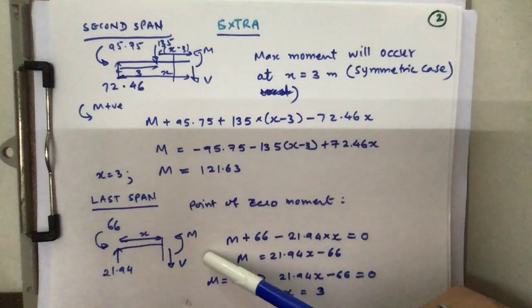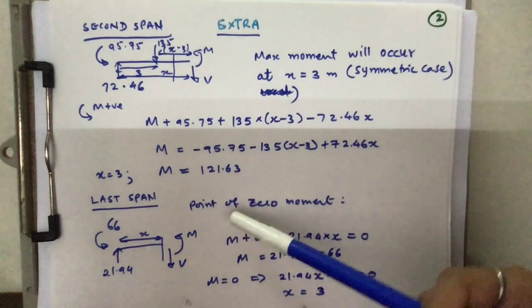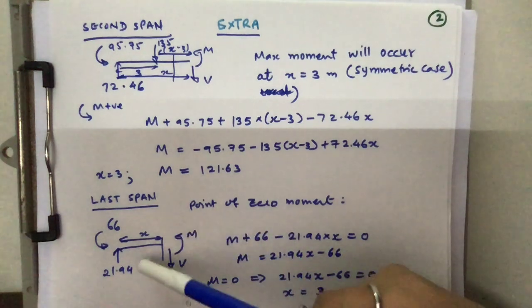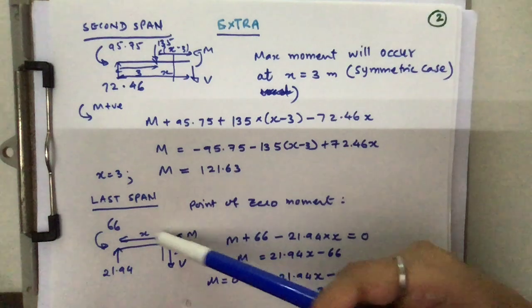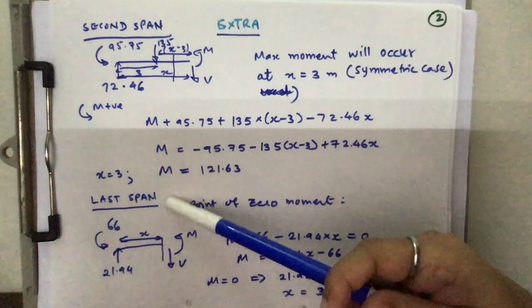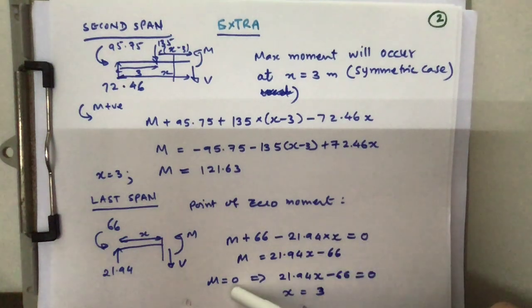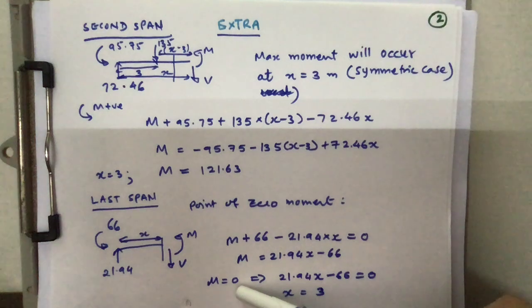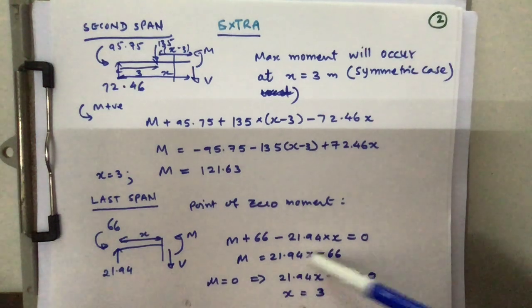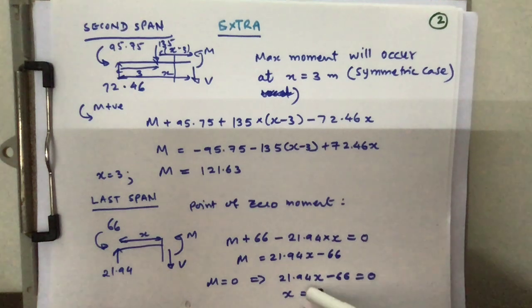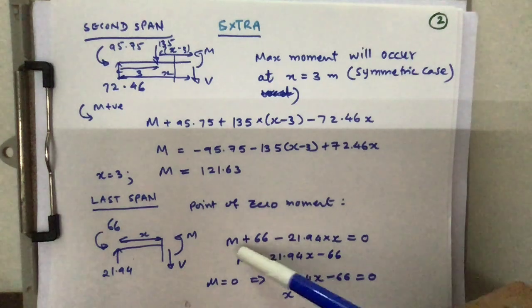Now for the last one, you can again calculate the point of zero moment. So you write the bending moment by drawing the free body diagram at any distance x, write the moment equation, and then make the moment 0, because we are going to calculate where moment is equal to 0, and from this you are going to get x equal to 3. You can substitute x where the bending moment gives you 0.